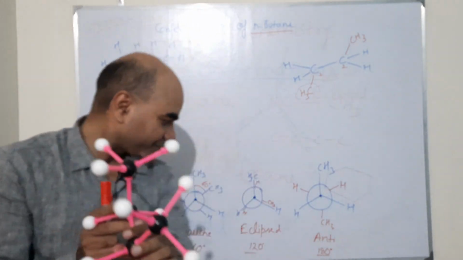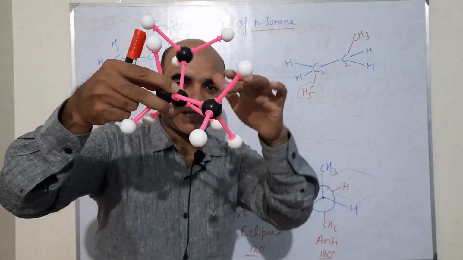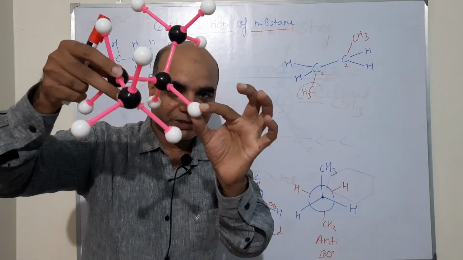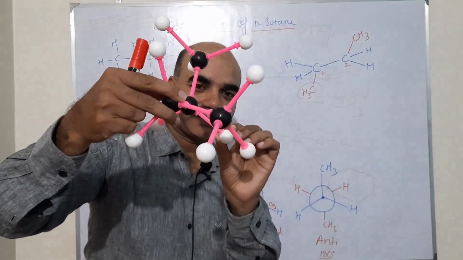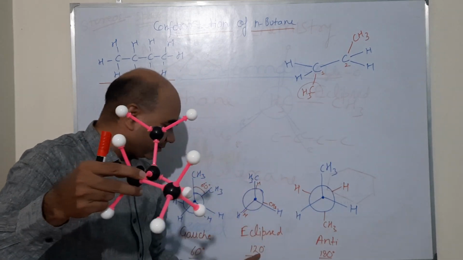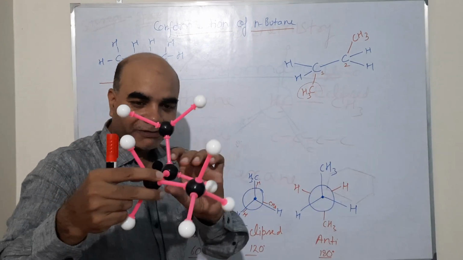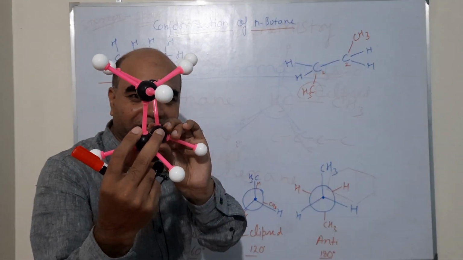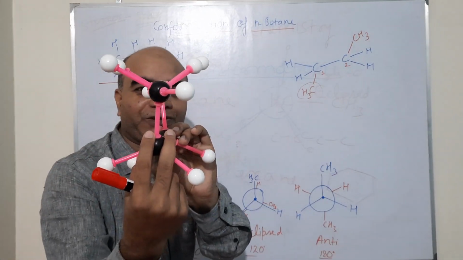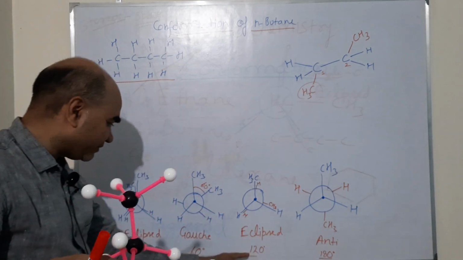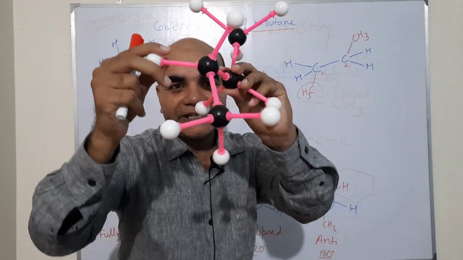Then again rotate 120 degrees like this. This methyl is in the same plane as this hydrogen. See, hydrogen and methyl are in the same plane. So here the dihedral angle will be 120, and this conformer is known as eclipsed. When it was like this, it was fully eclipsed, and when it is like this, it is eclipsed. The difference: here the angle was 0, here the angle is 120 degrees. See? Okay? And again, now rotate to 180 degrees.